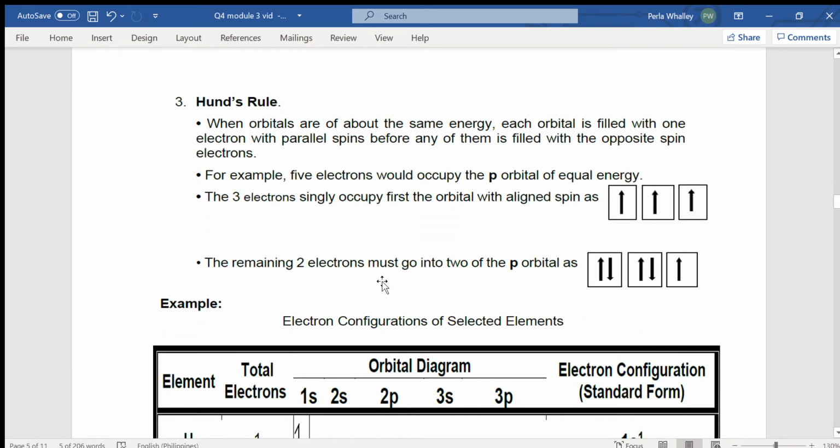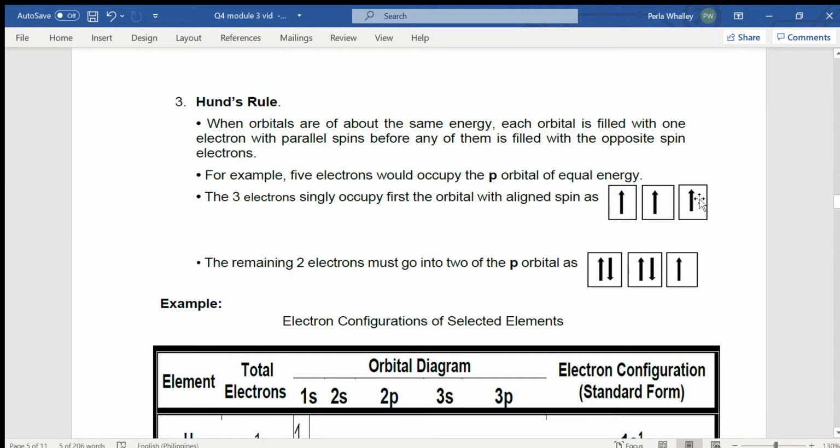Hund's rule. When orbitals are of about the same energy, each orbital is filled with one electron with parallel spins before any of them is filled with an opposite-spin electron. For example, 5 electrons would occupy the p orbitals of equal energy. The 3 electrons singly occupy the orbitals first with aligned spin, or the same direction. Arrow up, arrow up, arrow up.